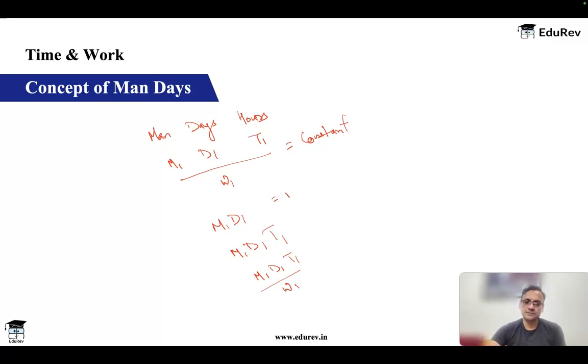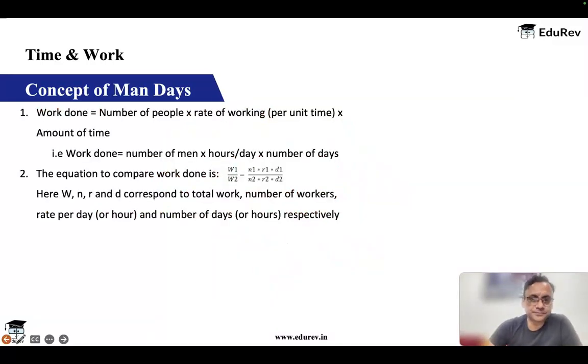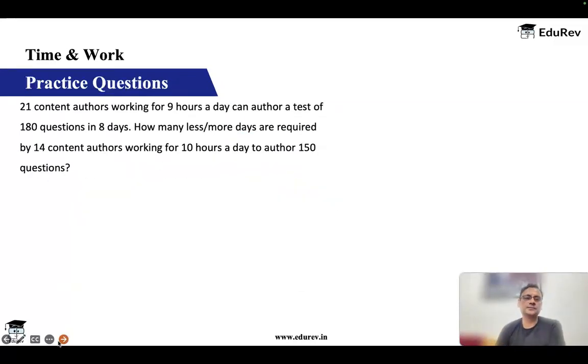So the first one is man days, this is man hours, and this is man hours per unit work. Depending on the question, we can apply any of them, and they all are going to be a constant. Okay, so for example, let's look at this question. We have the same data here: W1 is equal to M1 D1 T1 over D1. So let's look at this question.